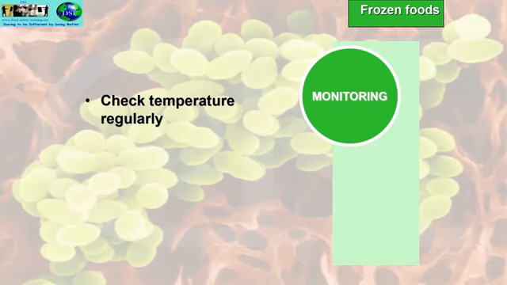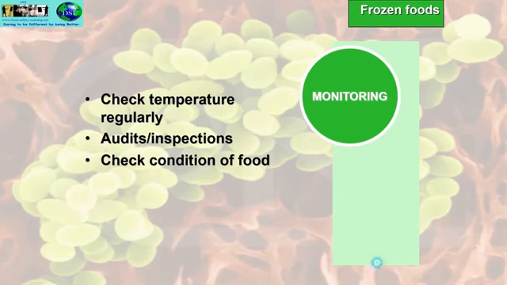Monitoring: check temperature regularly using audits and inspections, check the condition of the food, and check the date codes. Again, food will last longer in the freezer than the fridge. You'll normally find the recommendations on how long you should keep food in a freezer on the packaging that comes from the supplier. But if you're using fresh meat that's been cooked yourself, or raw meat that you got from the butcher and you're freezing it, it's best not to keep it in there longer than 3 months.